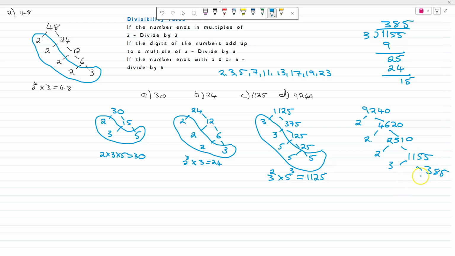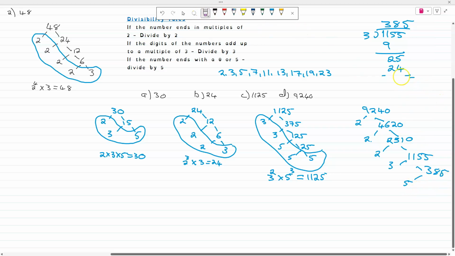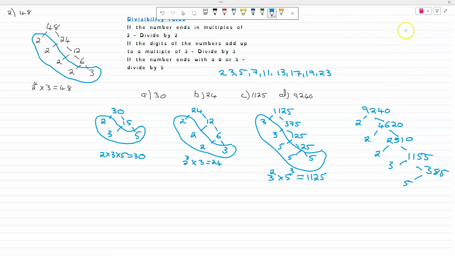So the next number would be 5 because it ends with a 5. So how many times can 5 go into 385? Let's do long division to see. The more you practice with long division, the better you'll become at it. The faster you'll become with it. So practice makes perfect in math. Everything is practice. 385. 5 goes into 38 7 times. 7 times 5 equals 35. Leaving us with 3 and 5, which means it will be 77.